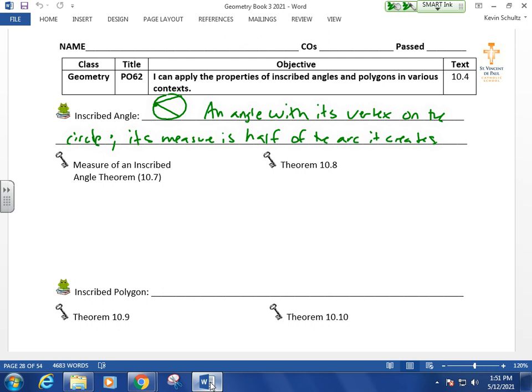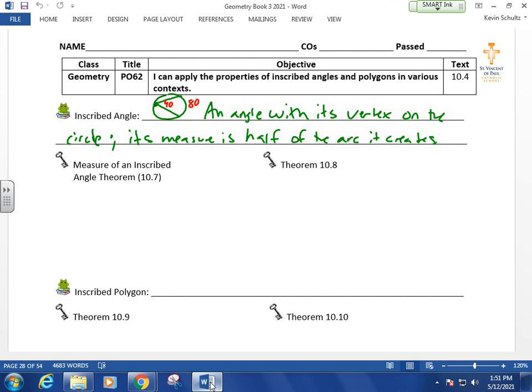So if I tell you that the measure of the arc is, it looks like about 80 degrees, what's the measure of the angle? 40 degrees. Okay? Its measure is half of the arc that it creates. Right? Which is basically Theorem 10.7, the measure of an inscribed angle.